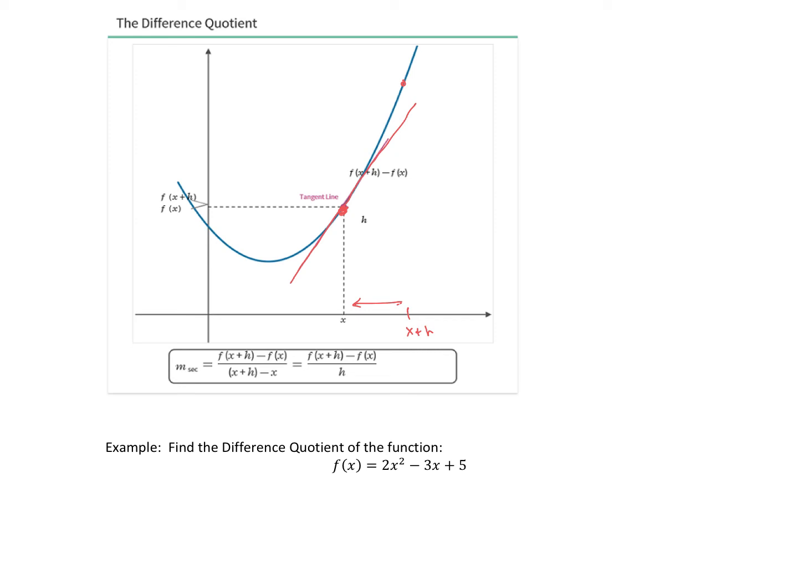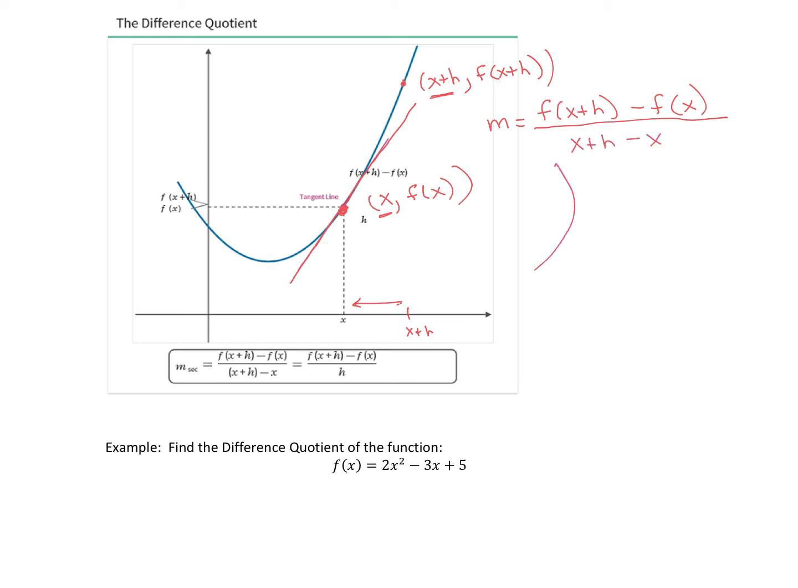So if I start with my x plus h and f of x plus h, and of course just my x, f of x, the slope of those 2 points is y2 minus y1, so f of x plus h minus f of x, divided by x plus h minus x, which simplifies into this expression here, which is the slope of the secant line, so two ordered pairs.